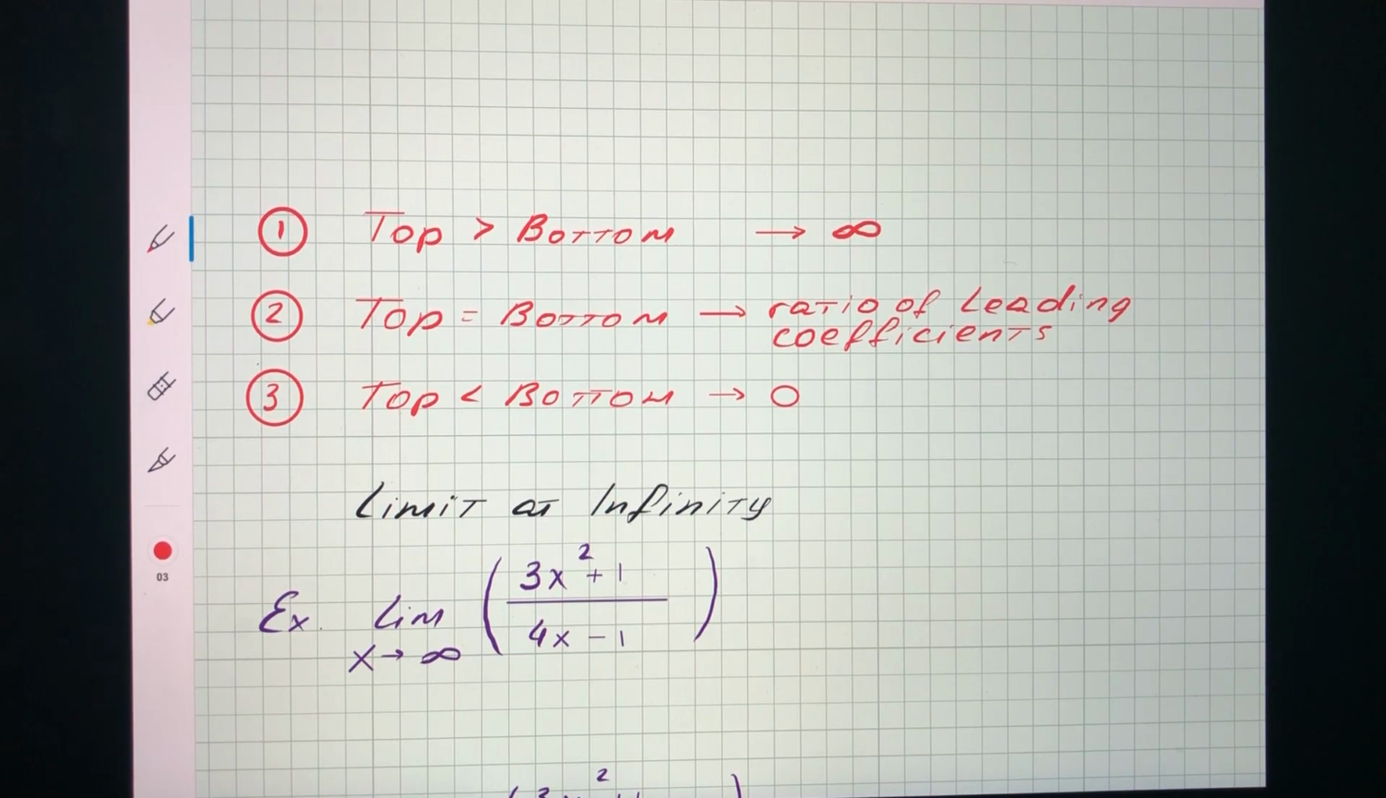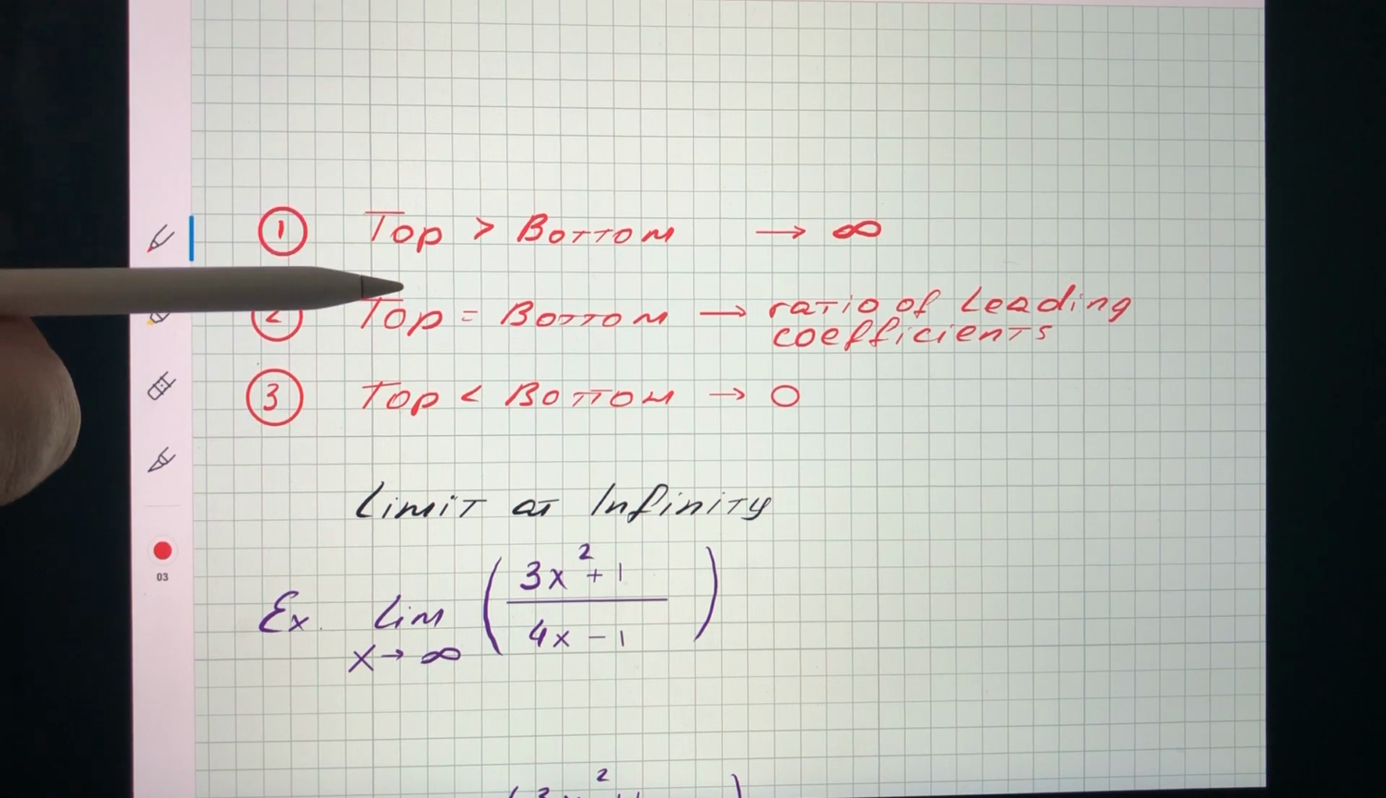Hello, let's look at four examples of finding the limit at infinity. When we look at limits as x approaches infinity, we can think of it as a tug of war between the top and the bottom, and we are looking for which one is going to win. Is it the top or the bottom, or are they equally matched? These are the three possibilities.